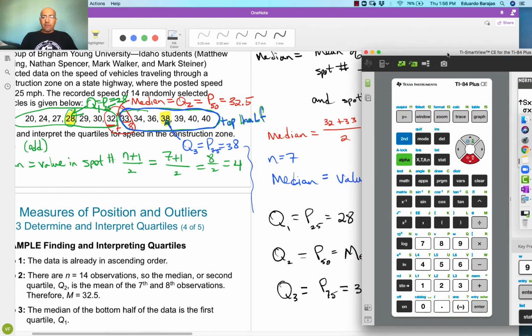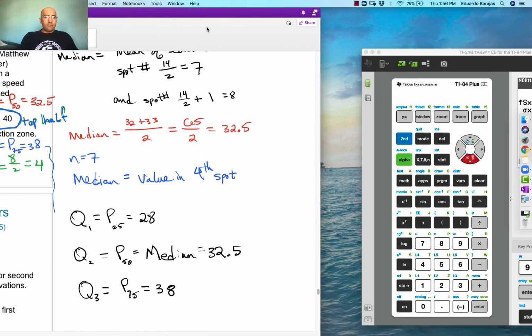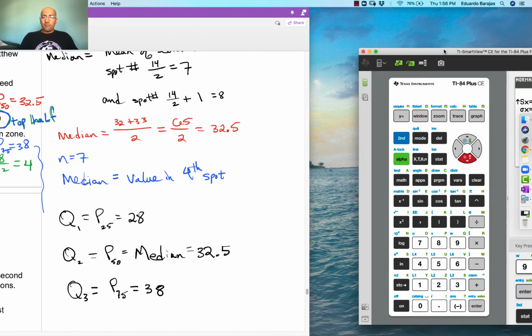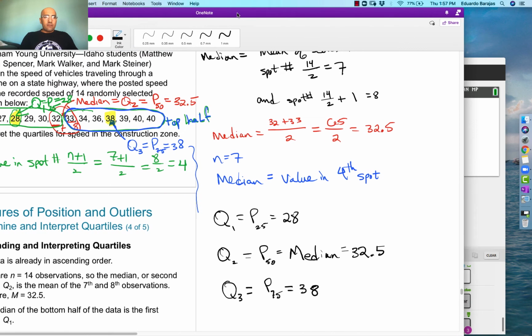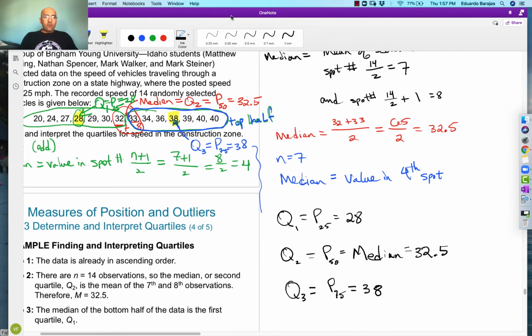In fact, I think I have it right here. Earlier, when we did it by hand, we found these things. The median is 32.5. The third quartile is 38, and the first quartile was 28. So they match there. Good.